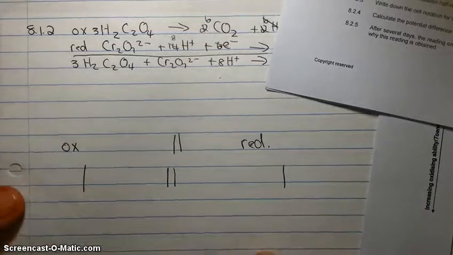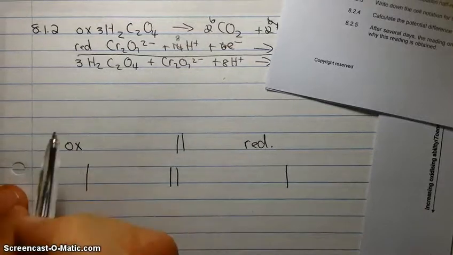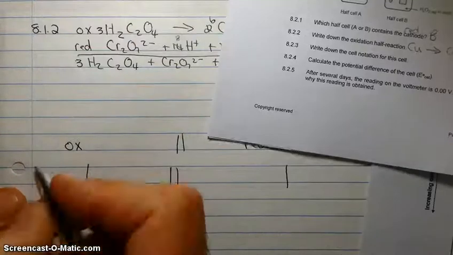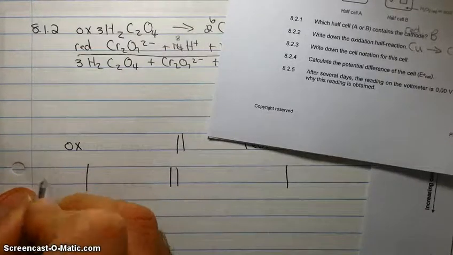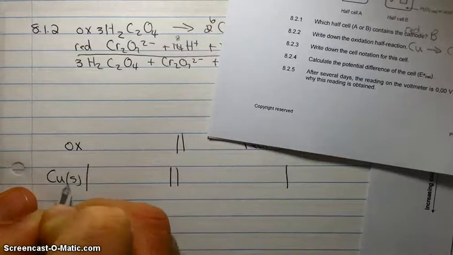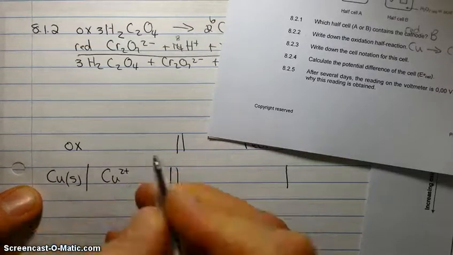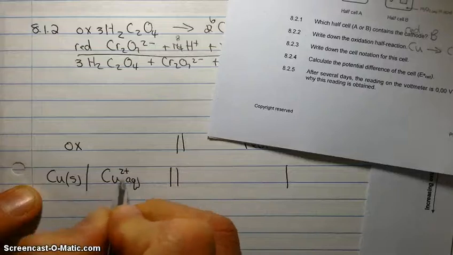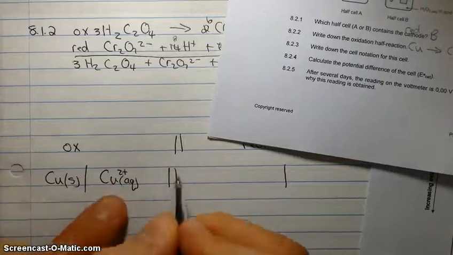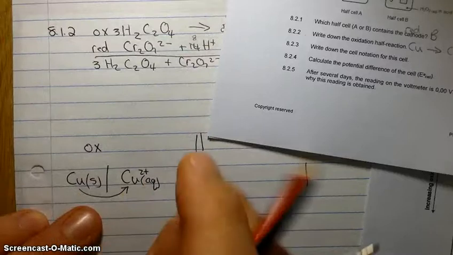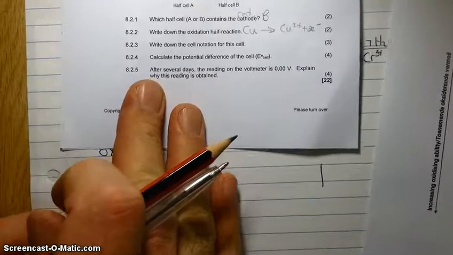Now please remember that you start with what is oxidized. Now we already said earlier that the oxidation half reaction is the copper. So copper will go here, solid, that is oxidized to copper 2 plus, aqueous. Then your salt bridge. Now remember, it is copper that is oxidized to Cu2+.